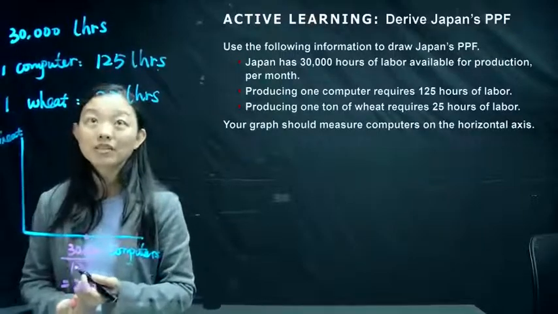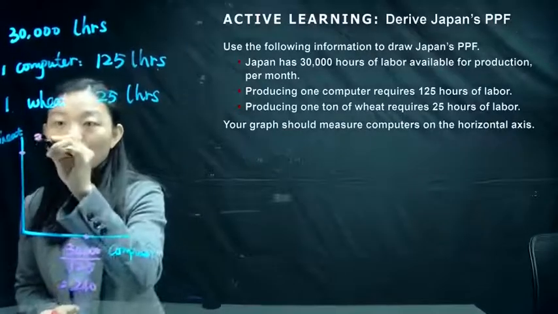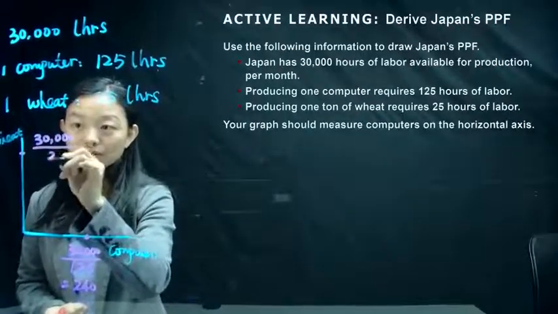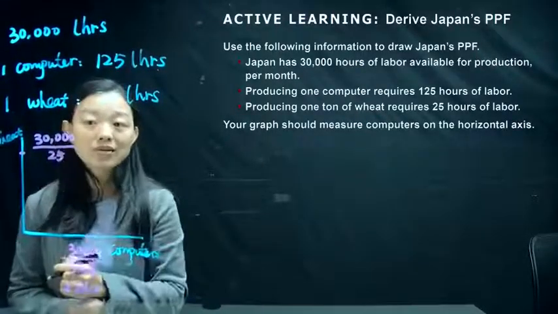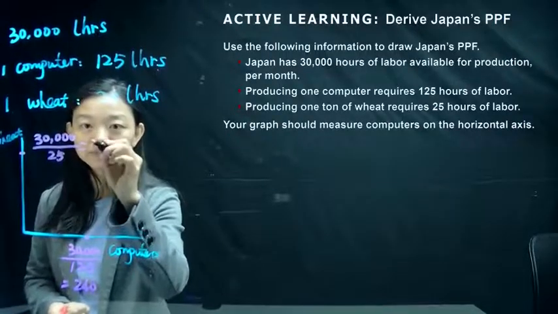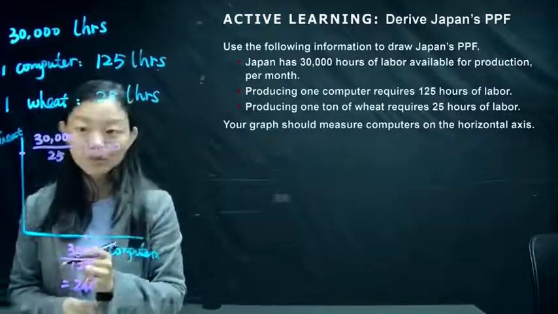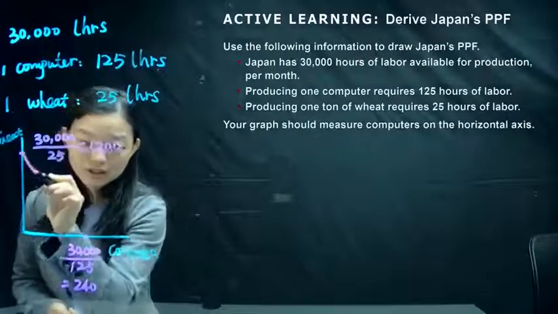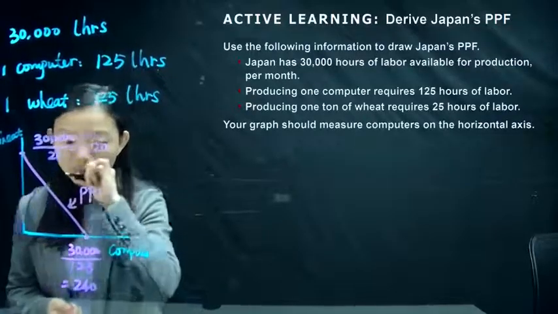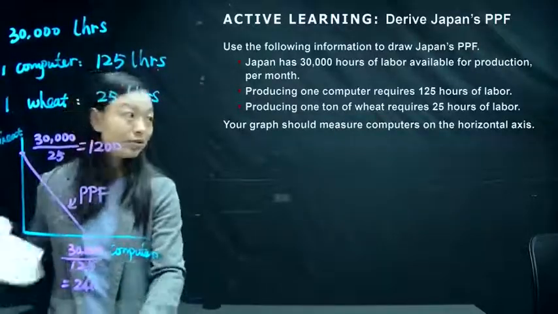And can you tell me how many tons of weight that Japan can have? All the labor hours just used in weight production. So use 30,000 labor hours divided by 25, which will equal 1,200 tons of the weight, okay? So you just need to link these 2 dots, then you can derive Japan's PPF. So this will be the PPF for Japan. Understand? Okay. Now let's just move on.